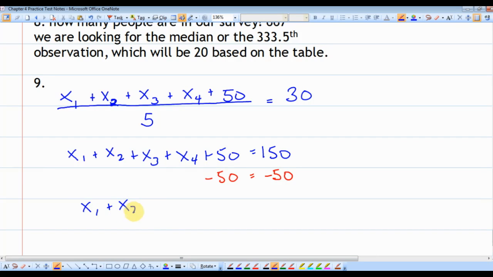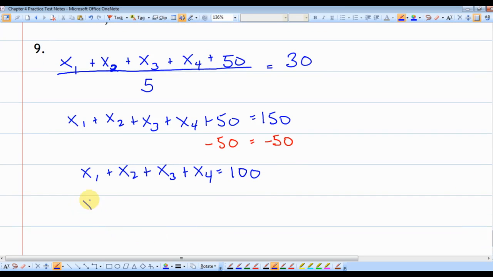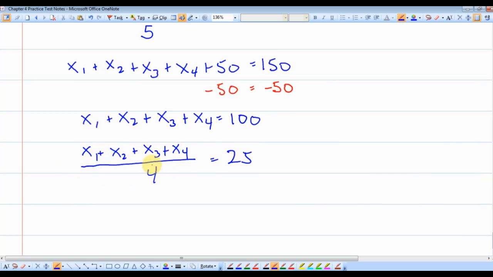x1 plus x2 plus x3 plus x4 is now going to be equal to 100. If we divide both sides by 4, everything divided by 4 is going to be equal to 25, which should look familiar because this is the average formula. This is really helpful for that. So the average is now 25. This is a trick I used to teach in my SAT class.